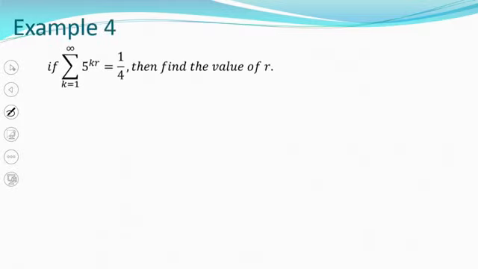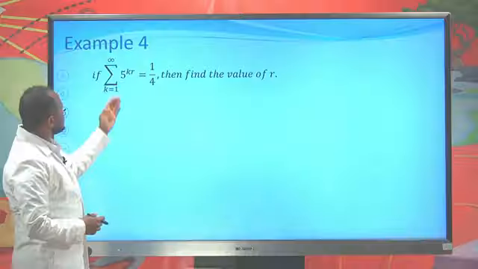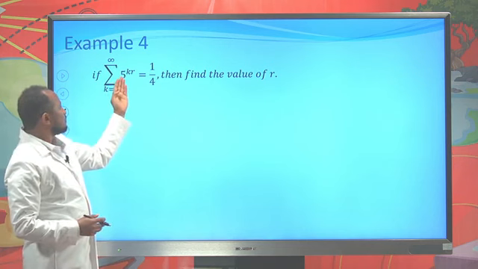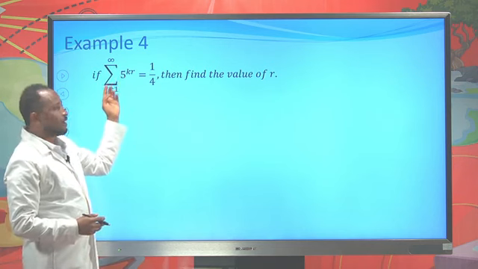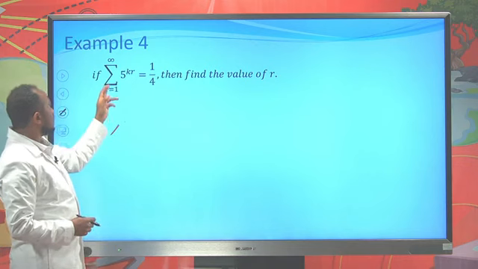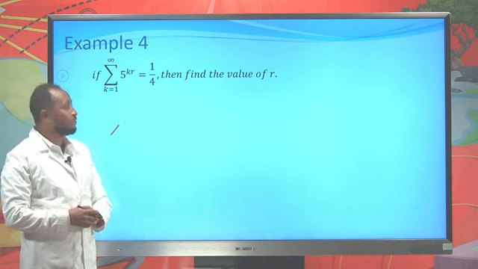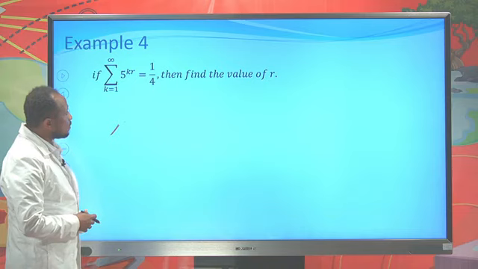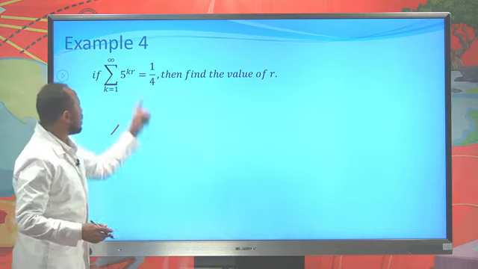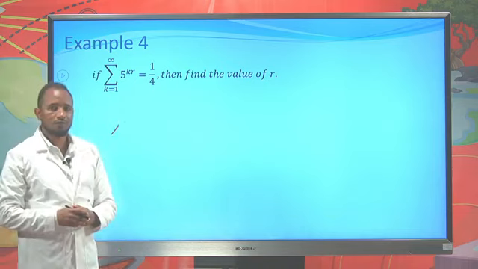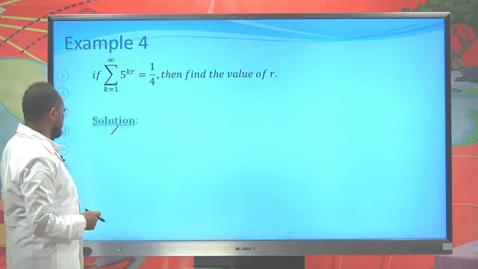Example 4. This question is given: the sum of 5 to the power of kr, where k starts from 1 up to infinity, is given to be 1/4. So you are asked to find the value of r. So from this, look at this one.